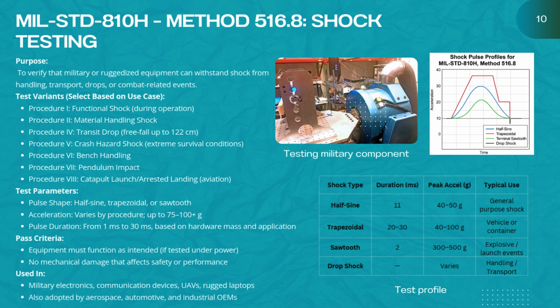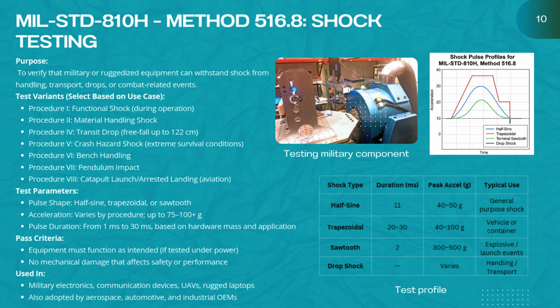The test uses different pulse shapes like half-sine, trapezoidal or sawtooth, with acceleration levels going as high as 100 plus G and pulse durations from 1 millisecond to 30 milliseconds, depending on the equipment's weight and purpose. To pass, the equipment must work properly, especially if it's powered on, and must not suffer any mechanical damage that affects safety or performance. This standard is widely used for military electronics, UAVs, rugged laptops, and is also adopted by aerospace, automotive, and industrial sectors.